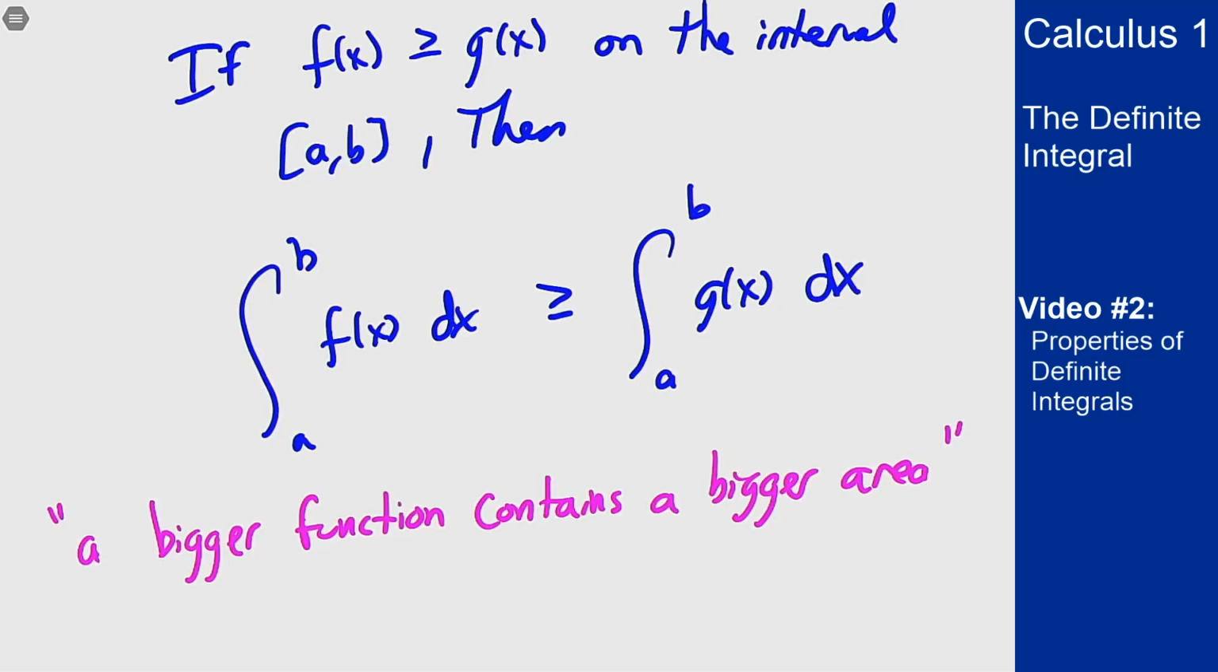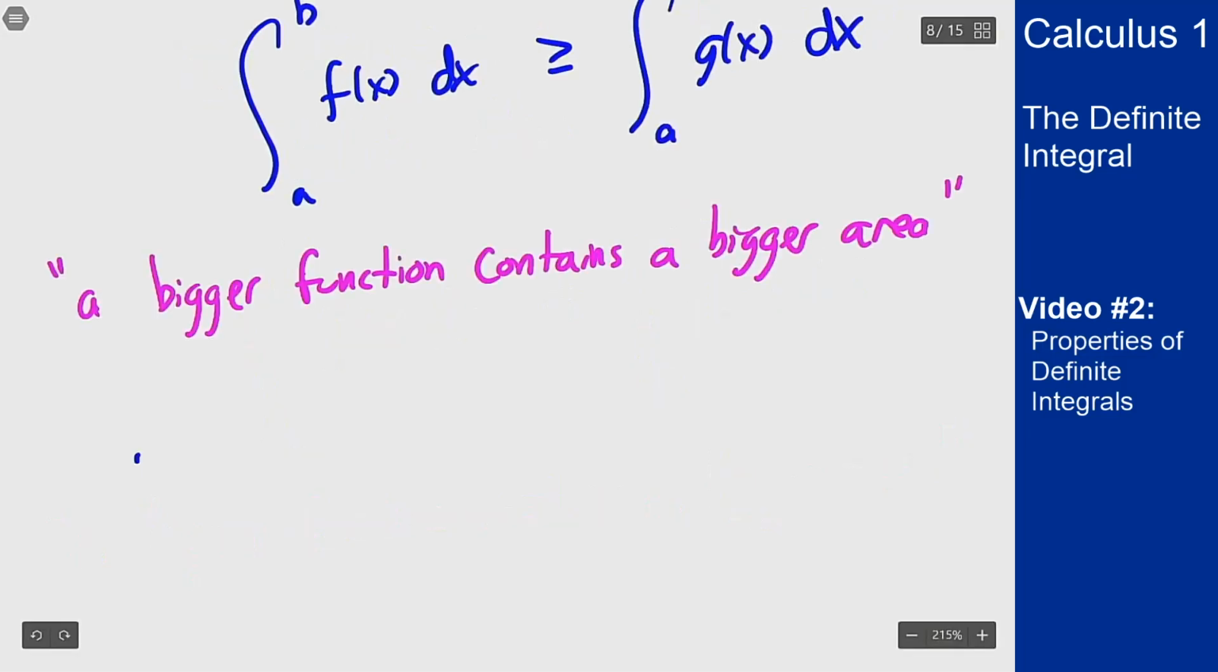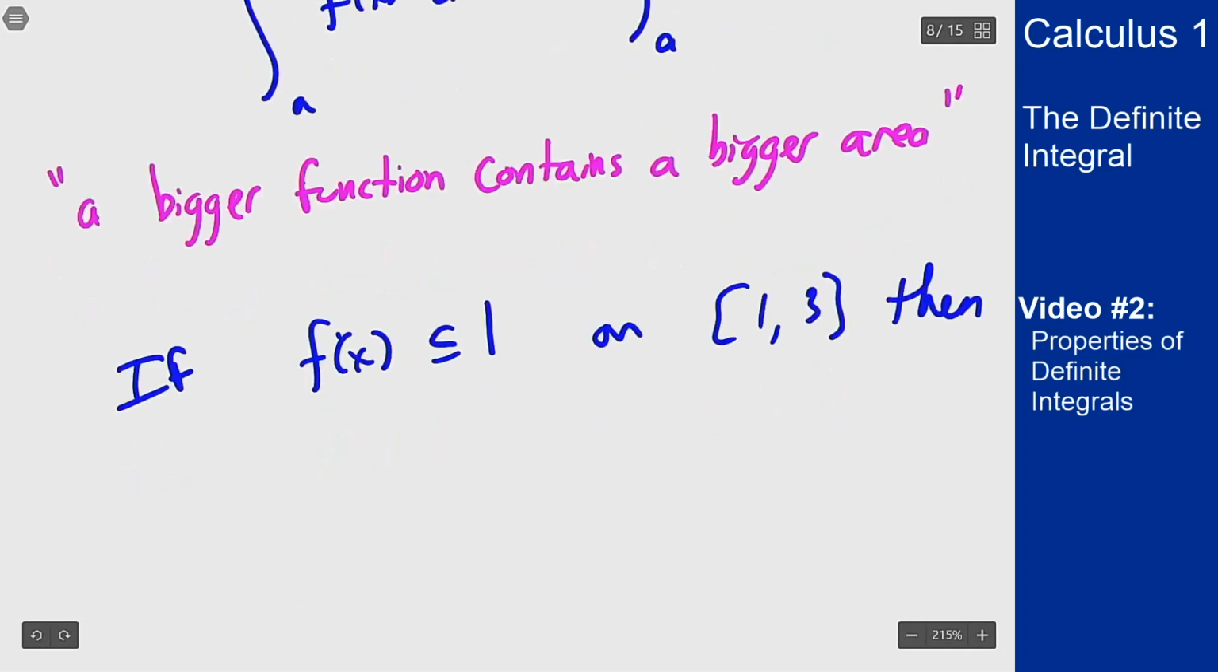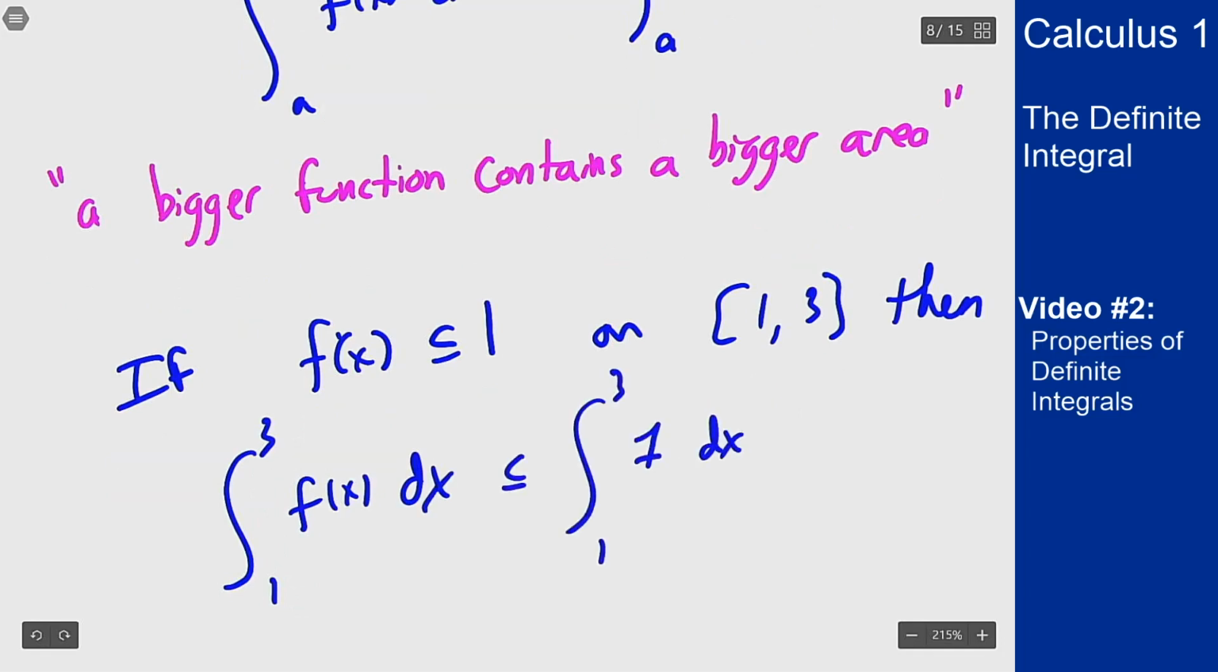You can also use numbers. So for instance, if, say, f of x is less than 1 on the interval from 1 to 3, then this theorem tells me the integral from 1 to 3 of f of x is less than the integral from 1 to 3 of 1. But this is just a rectangle with area 2. So this is equal to 2, so it tells me the integral is less than 2.